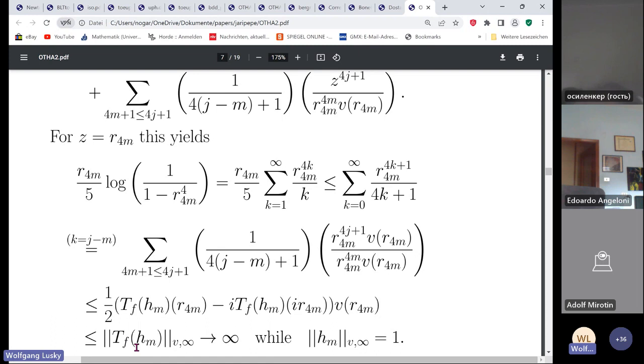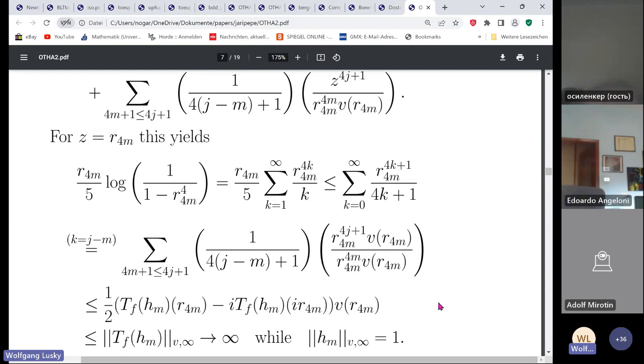Now we started from this left-hand side, and we know if m tends to infinity, r sub 4m tends to 1. So the whole thing here tends to infinity. Necessarily, this has to tend to infinity. On the other hand, in the inner bracket, we have a norm. We have norm 1 elements, and so this means the Toeplitz operator cannot be bounded.